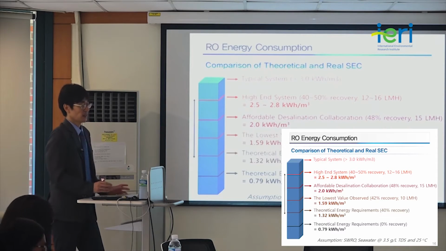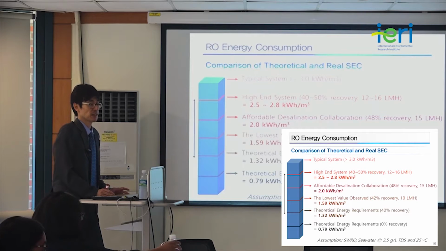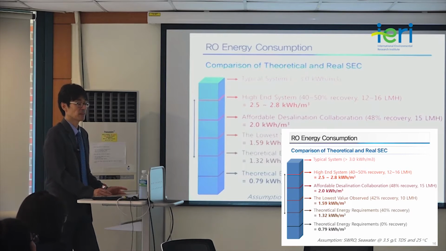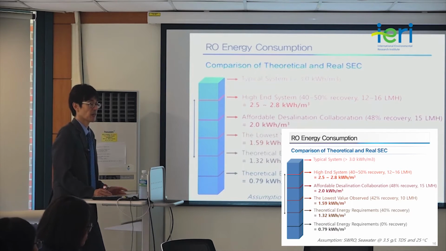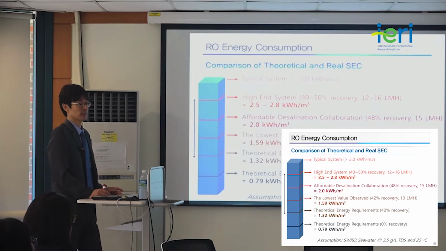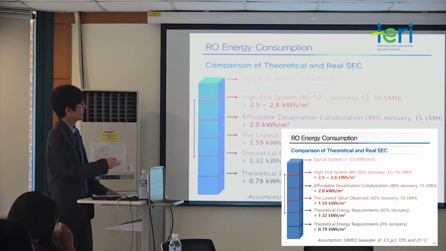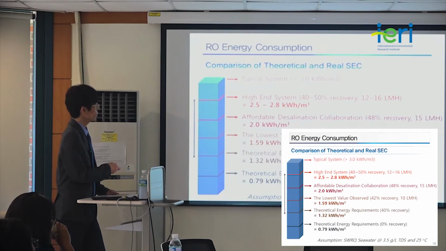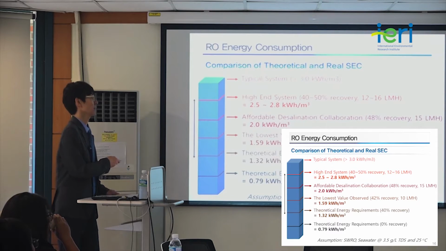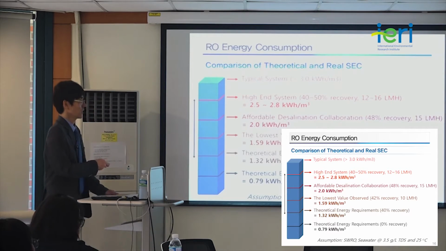And in many seawater desalination systems, they have a recovery of around 40%. So 40% is more like a standard value for seawater desalination. And in this case, this value increases to 1.32 kilowatt hour per cubic meter.